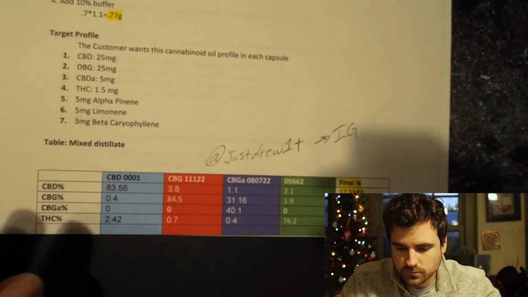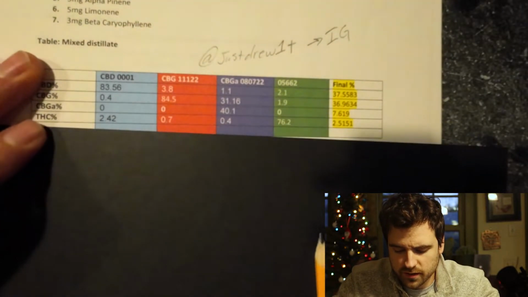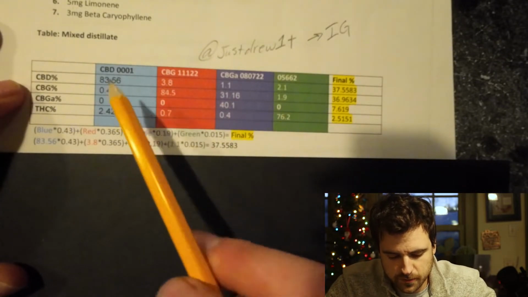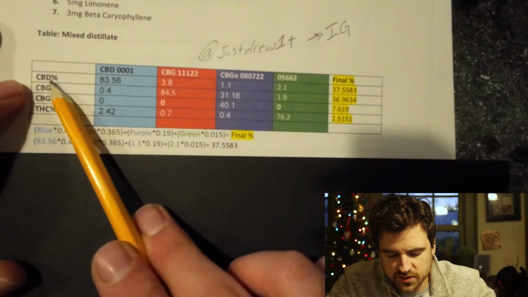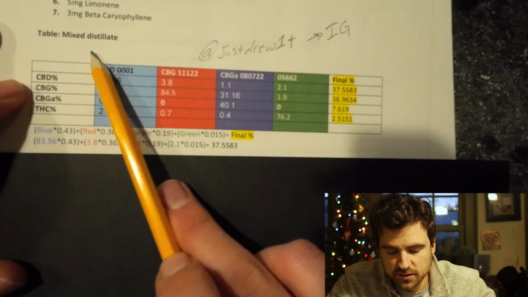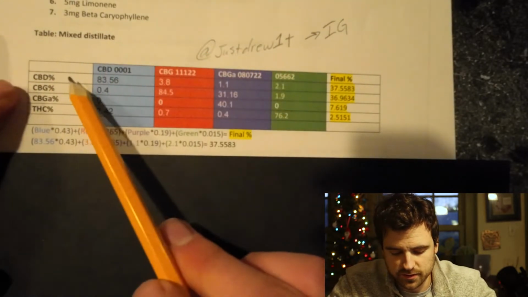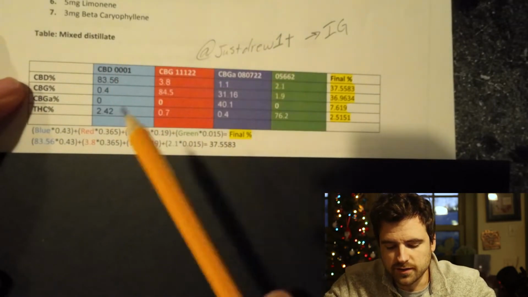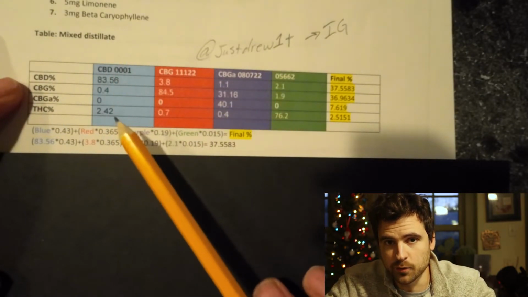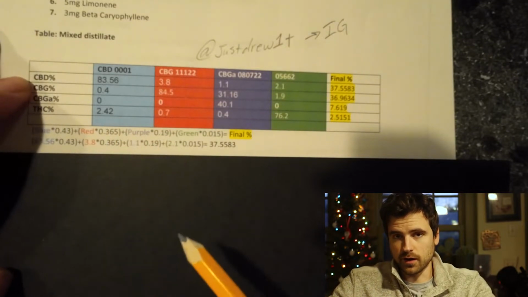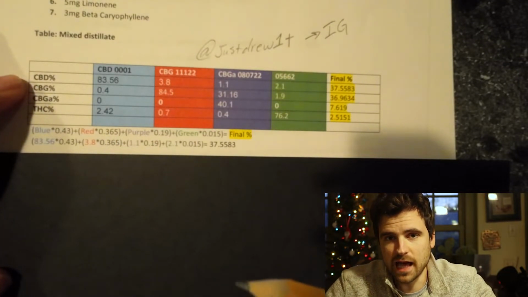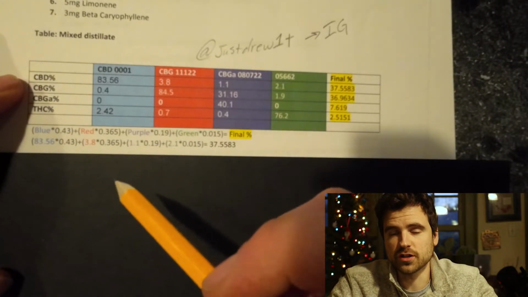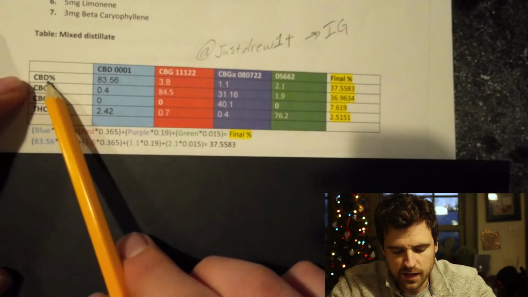Here we go. So I've color coded it to make it a little bit easier to follow and to digest. To go over this table, I've called it mixed distillate table. We're mixing a bunch of distillates, very scientific. We've got 4 distillates, each with its own cannabinoid profile that I've gone ahead and got lab values on, so I know exactly what the cannabinoid concentration of those oils are.